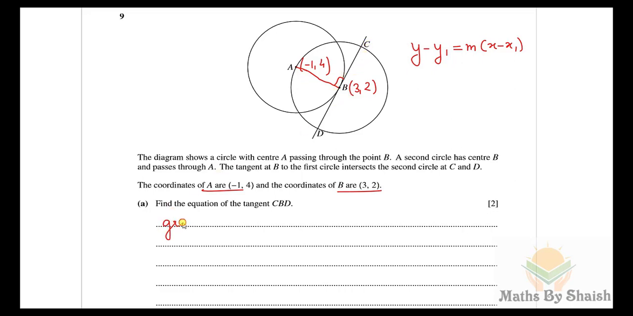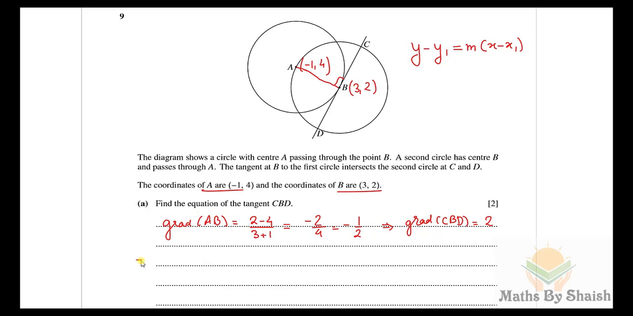So the gradient of AB is equal to y2 minus y1 upon x2 minus x1. So 2 minus 4 over 3 minus -1, that is +1, because it is minus minus, and it becomes -2 over 4, that is -1/2. Since the gradient of the perpendicular line would be the negative reciprocal, the gradient of CBD is going to be 2, because it is -1/2, so it would be 2.